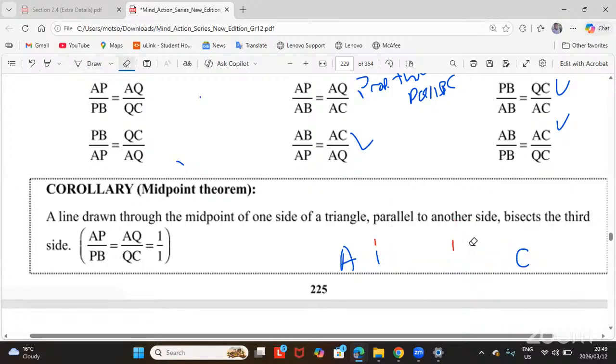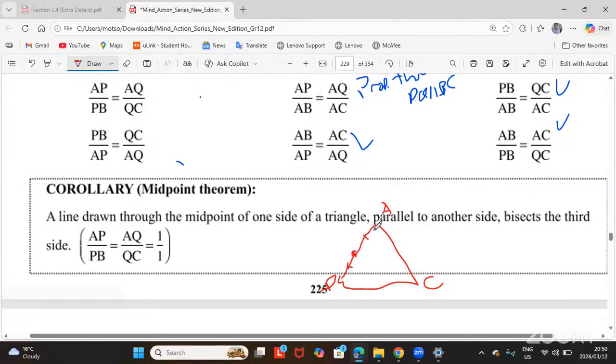So let's go back to the statement and digest the term bisect. Now think about it: what does it mean if it bisects the third side of the triangle? Now we are talking about this triangle of ours, ABC. Here's my beautiful triangle. And then look, a line drawn through the midpoint of one side. So let's say this is the midpoint of AB. What is the midpoint? It is that this line is equal to that line.